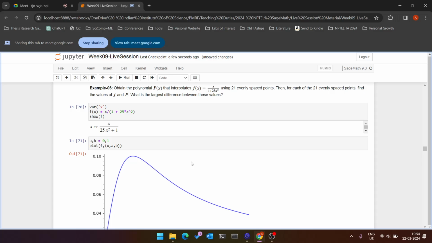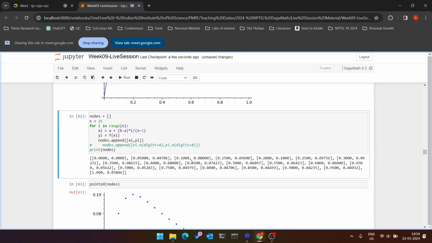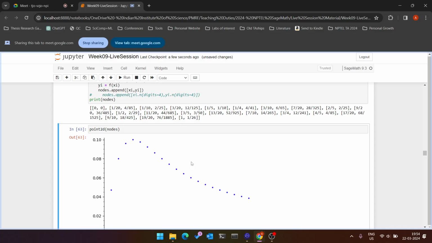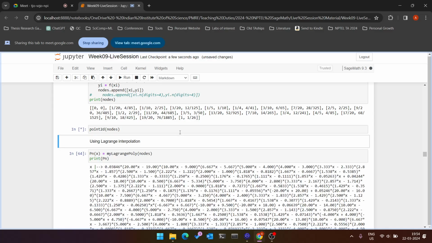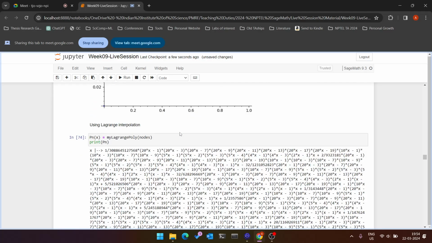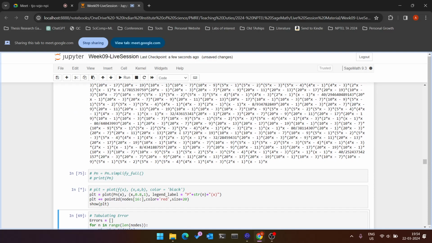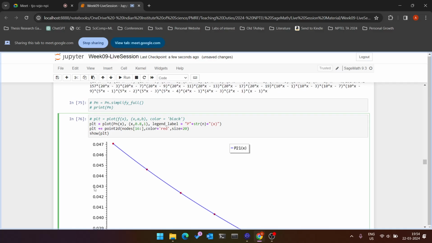I'll make everything as it was in the previous case, wherein we had the entire information, so no restriction of digits. And I'll just run through the polynomial as well as the plots. I have to set it again to a comma b.